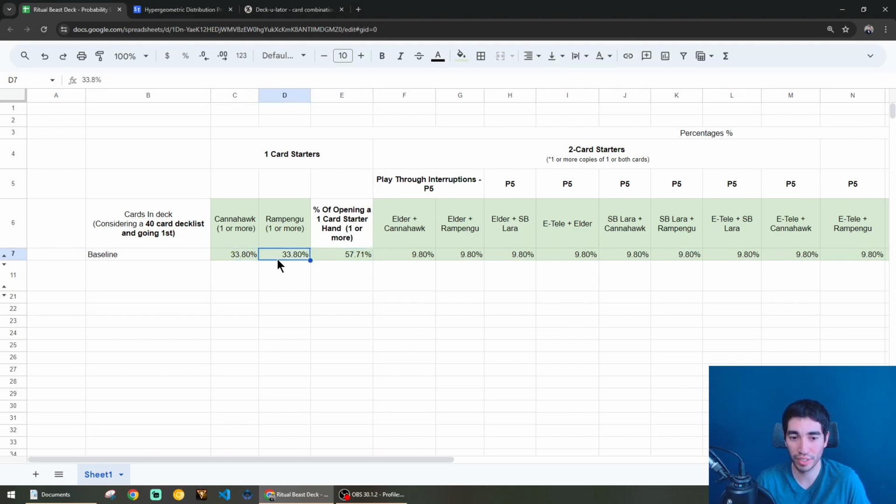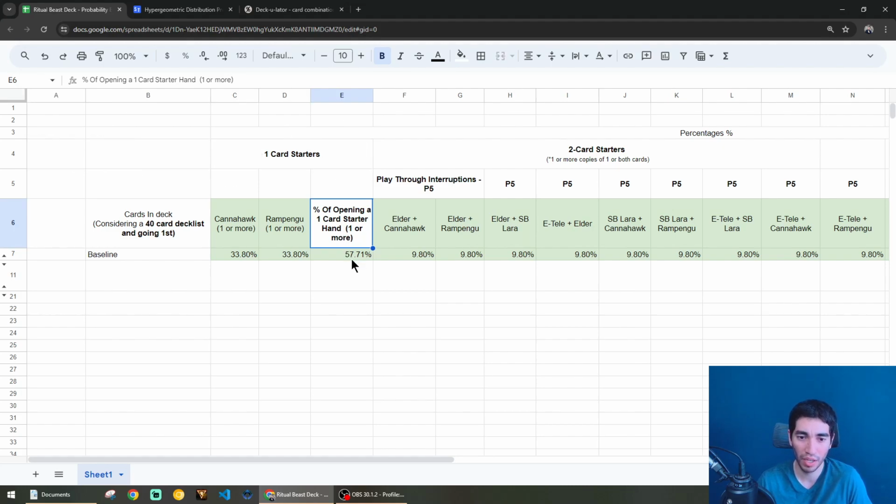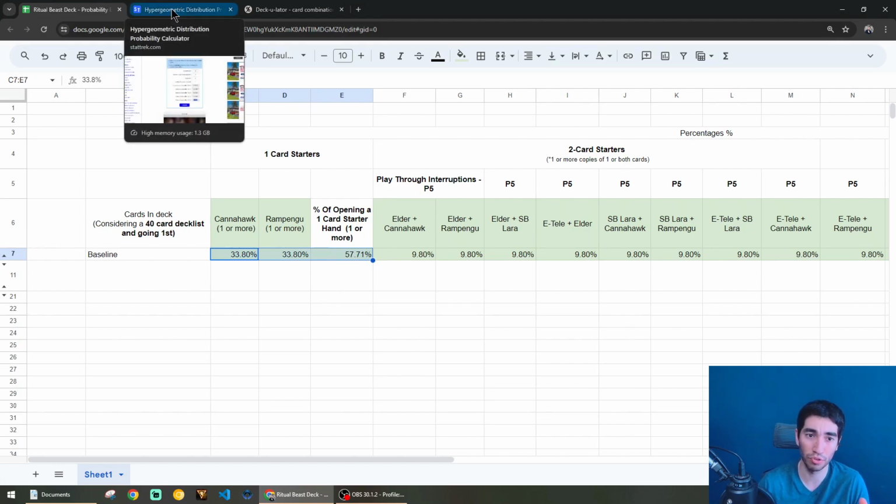And this number actually is calculated a little bit differently. You will notice that it's not exactly the addition of both of them. The reason behind it is because you are also taking into account drawing both of them, no? And you want to subtract that. So it's the probability of one plus the probability of the other one minus the probability of both of them together, no?